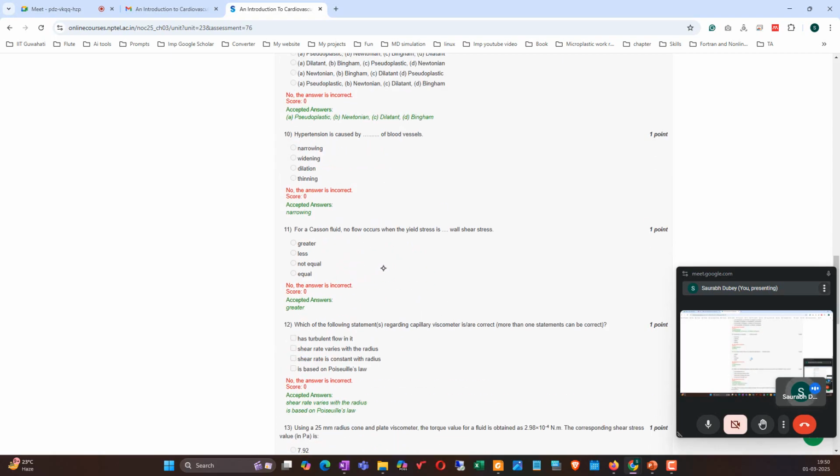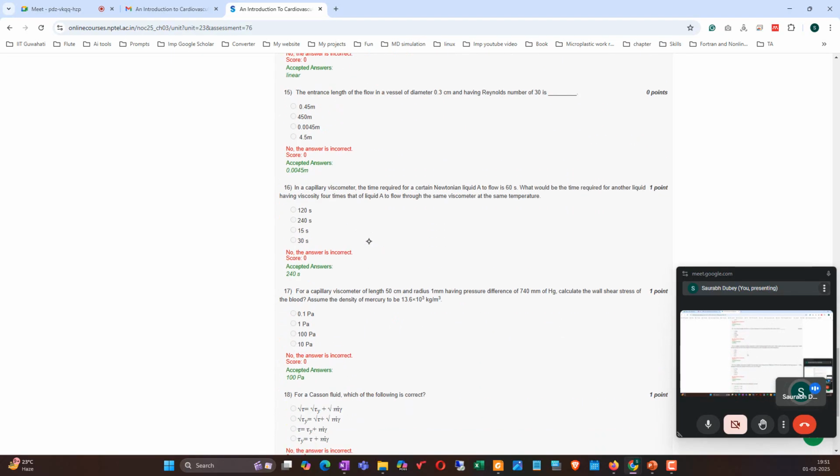Hypertension is caused by what? Narrowing, widening, dilation, thinning? Narrowing. So when narrowed, there will be less blood transport, there will be high speed blood transport, there will be low pressure regions created at some places and high pressure regions created at some places. Because of that, there will be fluctuations coming up in the body, and then there will be problems associated with that.